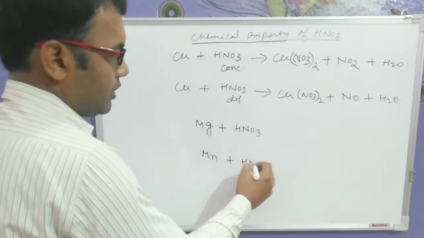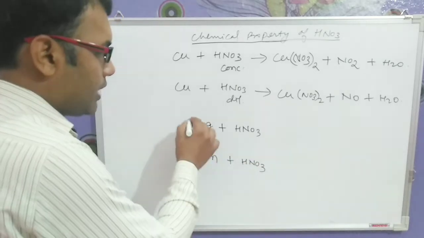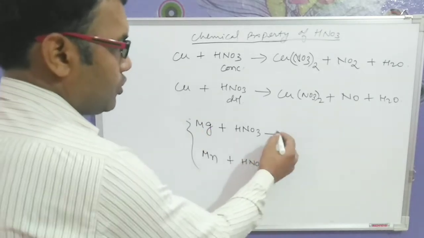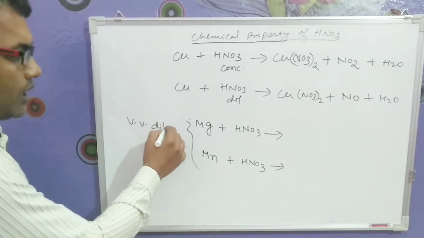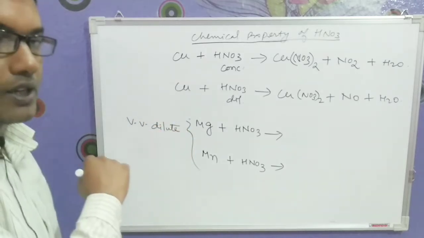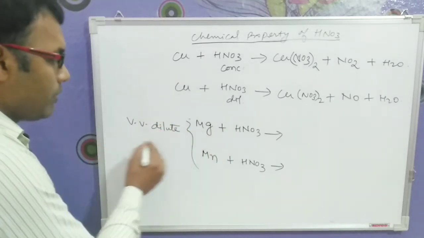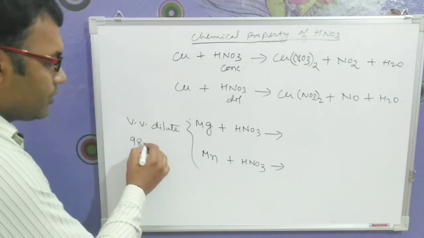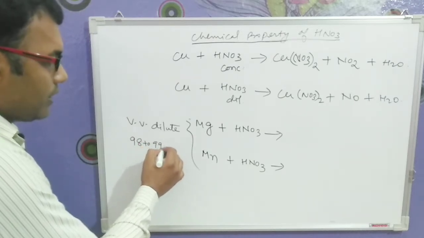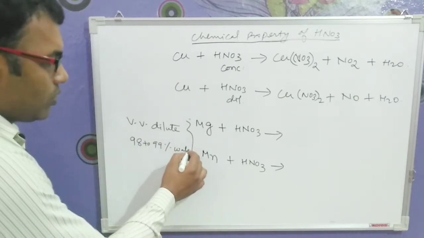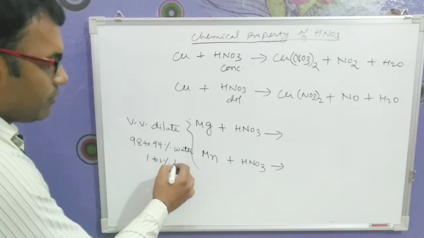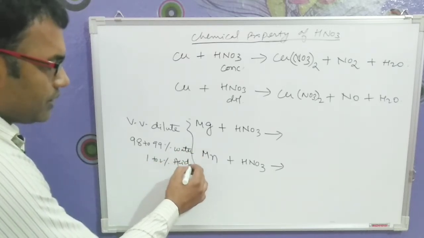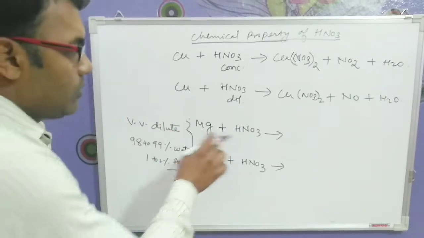HNO3, here also HNO3, but the very important condition is that in these two reactions your nitric acid will be very dilute. Now what is the meaning of very dilute? Very dilute means 98 to 99% will be water and only 1 to 2% will be the acid present here. Is it clear?